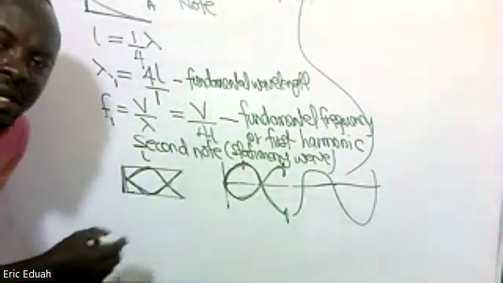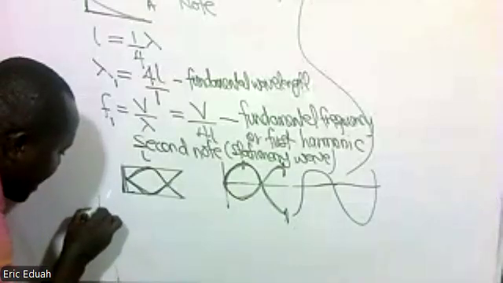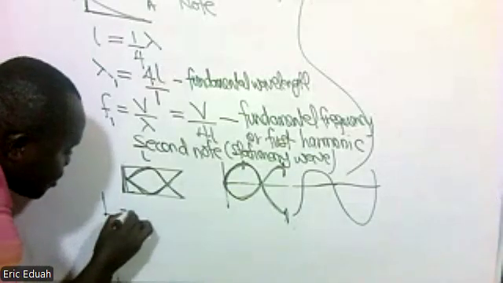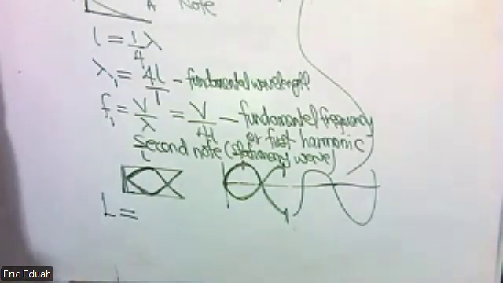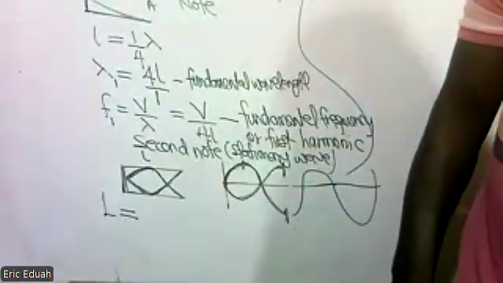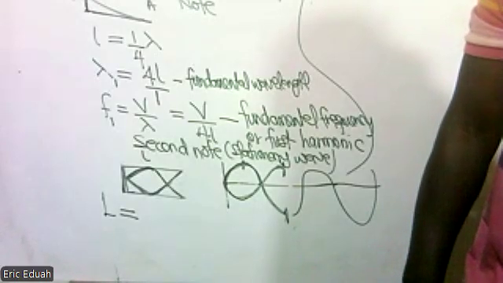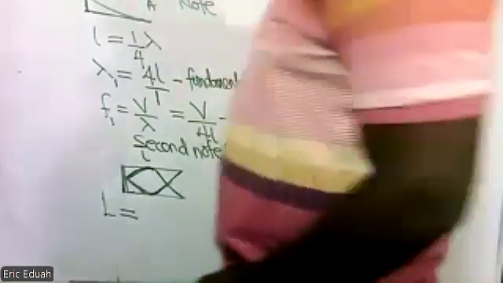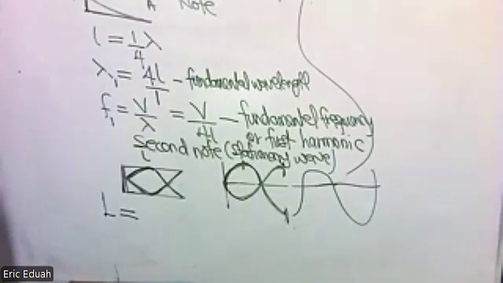So if this is the second possible node or stationary wave, what will be the wavelength? If the length of the pipe is L, what will be the wavelength? Adwa, what will be the wavelength of this node? Half lambda. Adwa, open your eyes. Yes, Freewill, Immaculate. What is the wavelength?